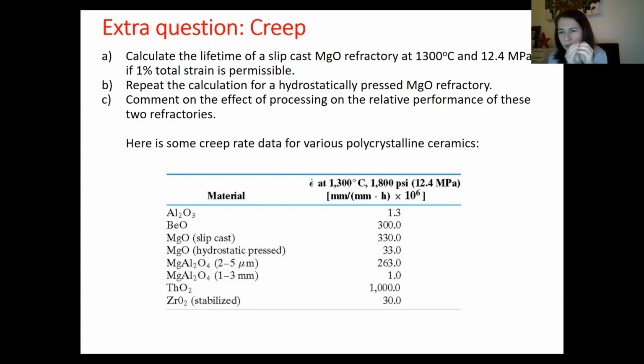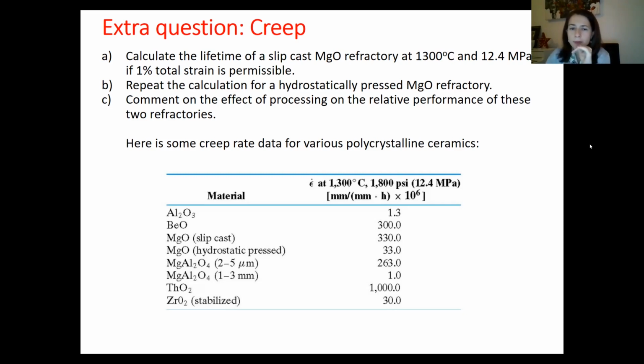And after solving part A, please repeat the calculation for hydrostatically pressed MgO refractory. Hydrostatic pressing is a method of compacting powdered materials into a solid homogeneous mass before machining or sintering. So these are two different methods of making similarly shaped objects. And comment on the effect of processing on the relative performance of these two refractories.